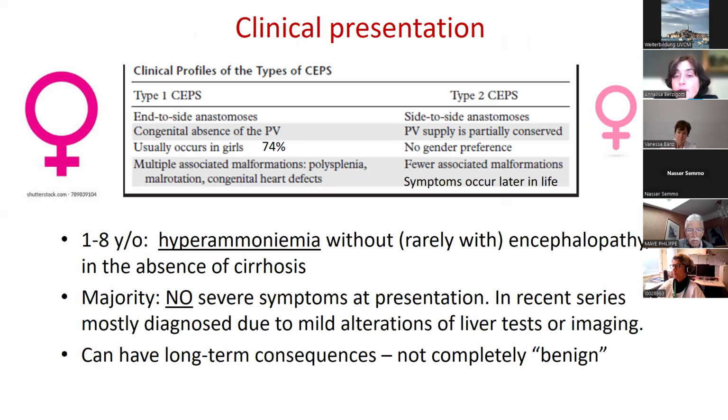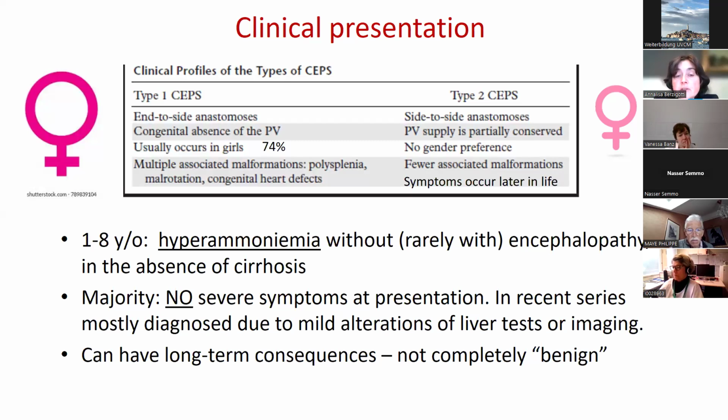Clinical presentation, first of all, when you have your patients in front of you, think that if you have a man in front of you, it's more commonly a type 2, because type 1, which is complete absence of the portal vein in the liver, is more common in female. And this is the type that is often associated with also other type of malformations, such as congenital heart defects, polysplenia, and malrotation of other organs.